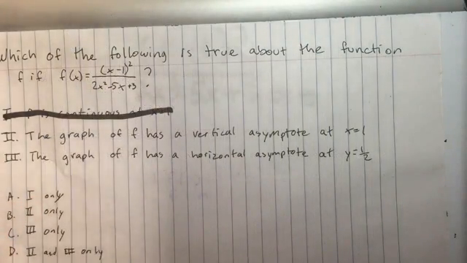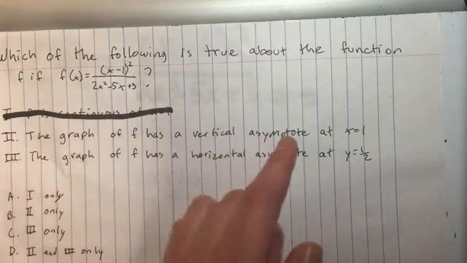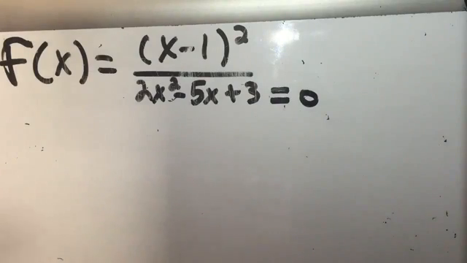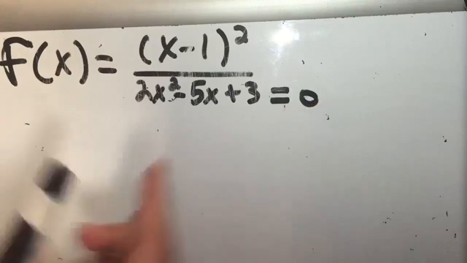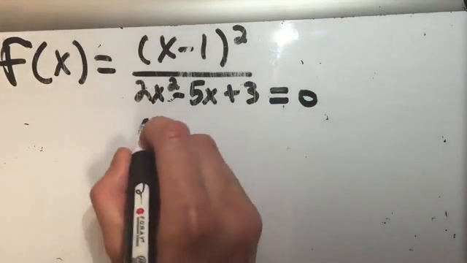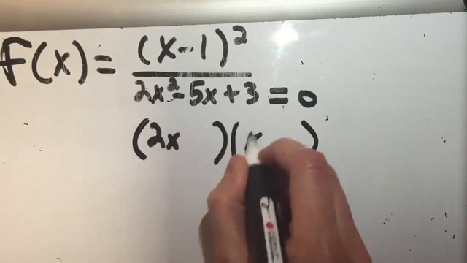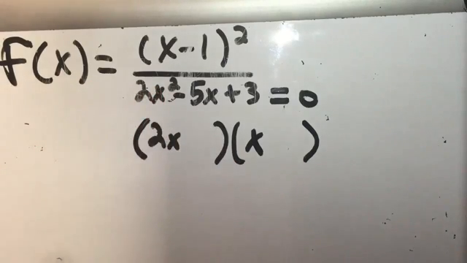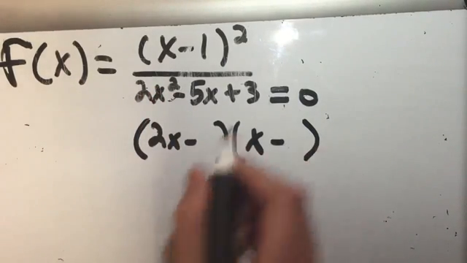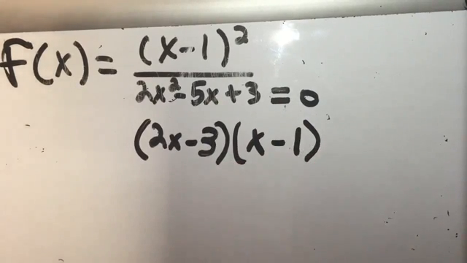The next step is to determine whether number 2 is correct. Number 2 says the graph of f has a vertical asymptote at x equals 1. In order to determine where the vertical asymptotes are for this function, we need to set the denominator equal to 0. In order to do this, we must factor. The first 2 coefficients must be 2x and x because when multiplied together they will make 2x squared, like this equation. Next, we're going to do the factors of 3. We're going to do 2x minus 3 and x minus 1.